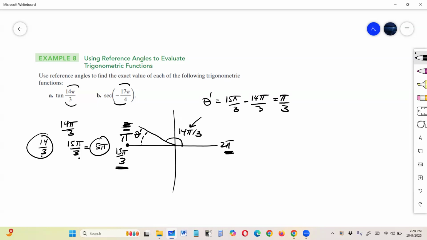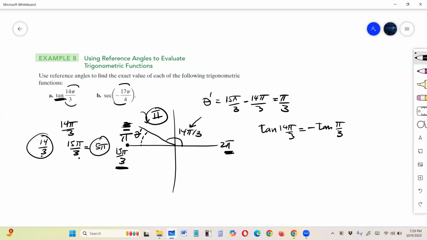Again, all right. This is tangent now. So tangent of 14 pi over 3 is equal to tangent of pi over 3, but you have to know that in the second quadrant, tangent is negative. You must know that. Have to know that.